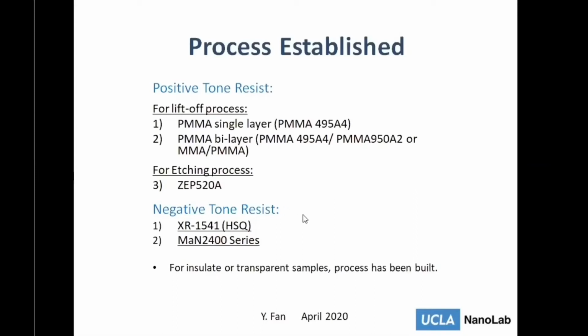For the negative tone resist, the first we have used is HSQ, officially also called XR-1541. It's a negative tone resist that can reach very high resolution. We also have another series, the maN-2400. Depending on the thickness of the resist, you can use maN-2403 or maN-2405, which give different thicknesses at 3000 RPM.